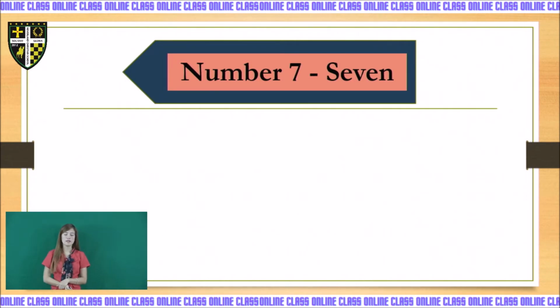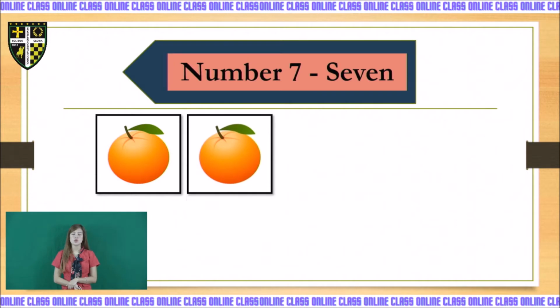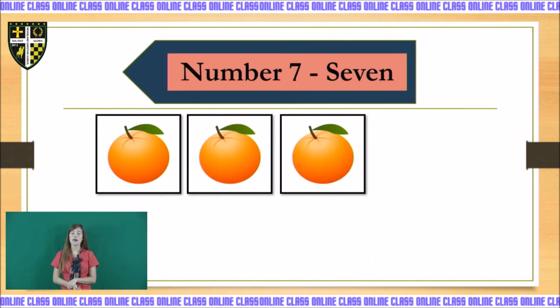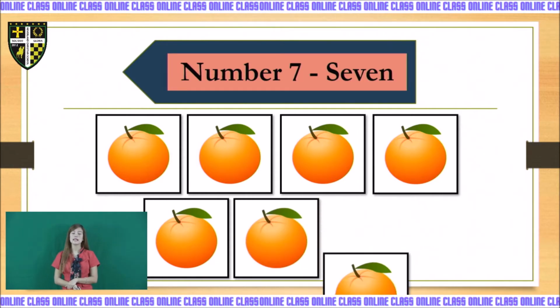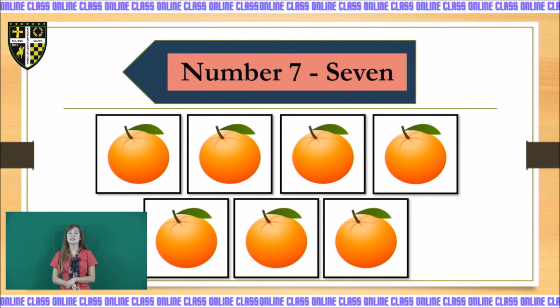After number 6, we have number 7. Okay, again, number 7. How about the number words? We have S-E-V-E-N. Again, S-E-V-E-N. That's the number word. Okay, let's count. 1, 2, 3, 4, 5, 6, 7. We have 7 oranges. Again, kids, we have 7 oranges.